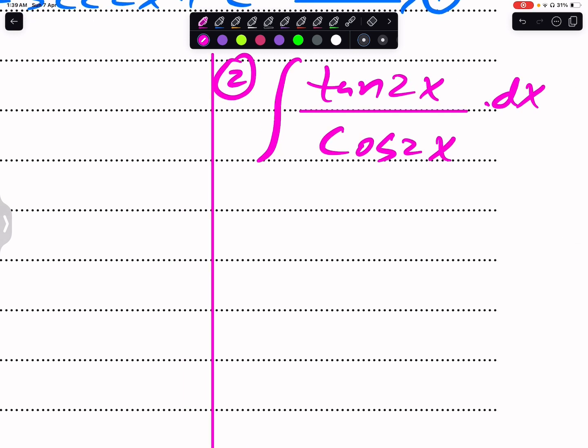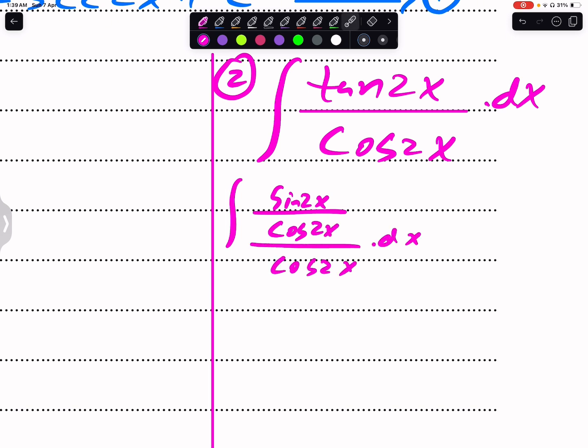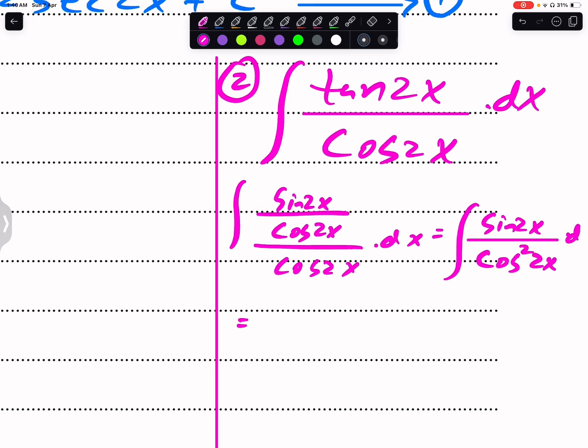Students, can I write this expression as we know in trigonometry in depth? So we can write it as sine 2x divided by cos 2x, whole divided by cos 2x. But in order to save time, we will write this directly as cos square 2x. Let's write all the steps: sine 2x divided by cos square 2x dx.